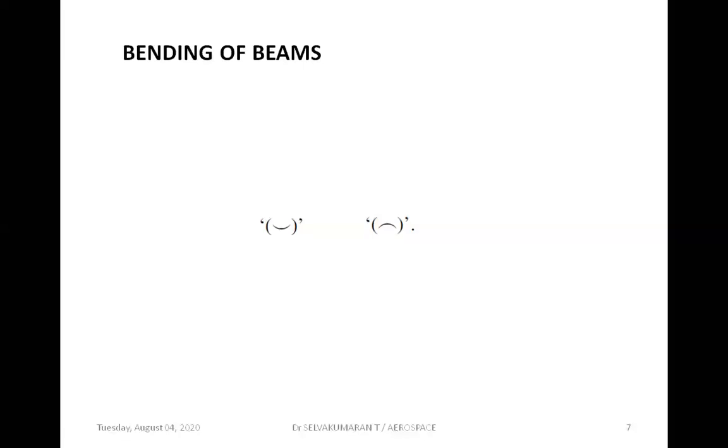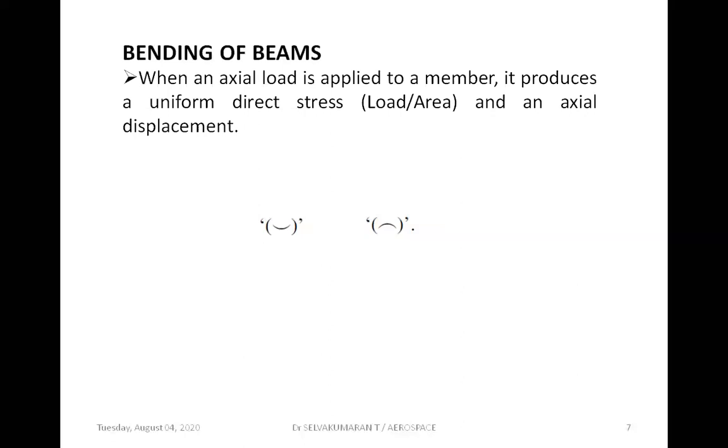Now let us get into this bending of beams. For example, let us take a structural member which is subjected to an axial load. Let it be tension or a compression, whatever it is. The stress produced will be direct stress, or stress is equal to load by area, and it causes an axial displacement or extension or elongation if the load applied is tension.